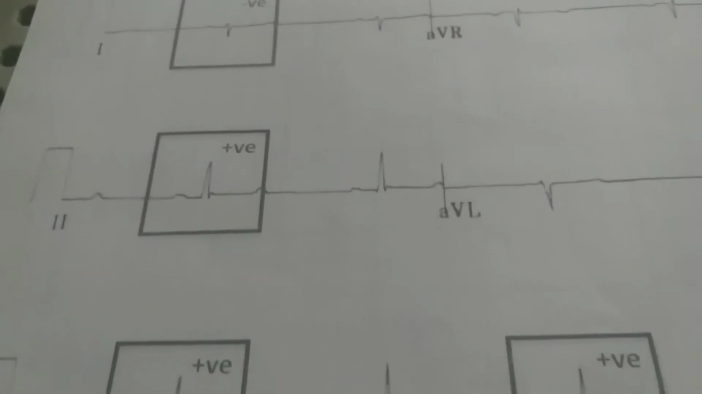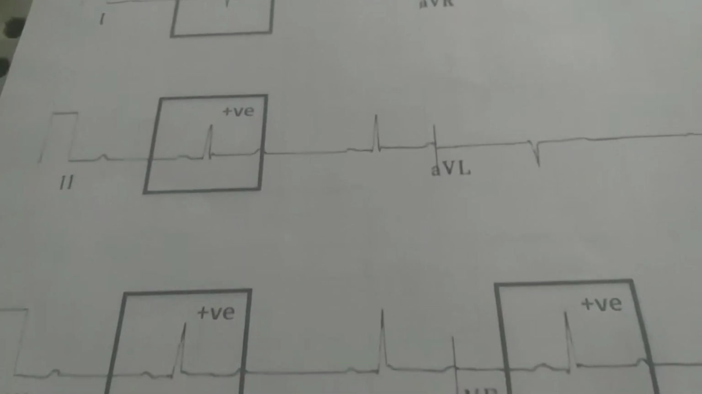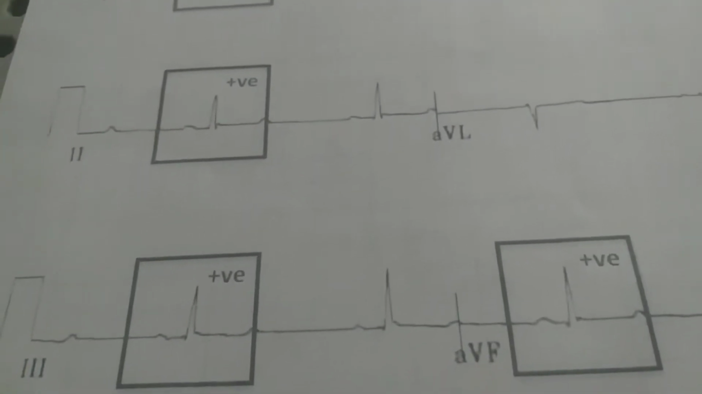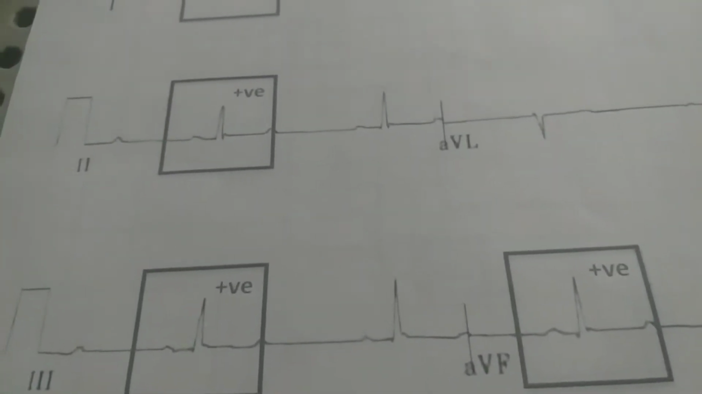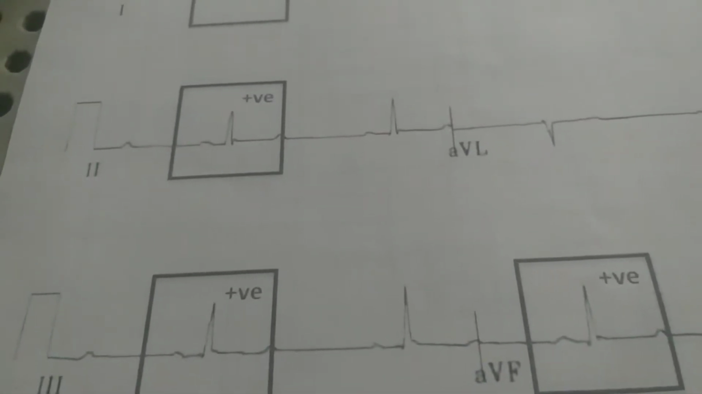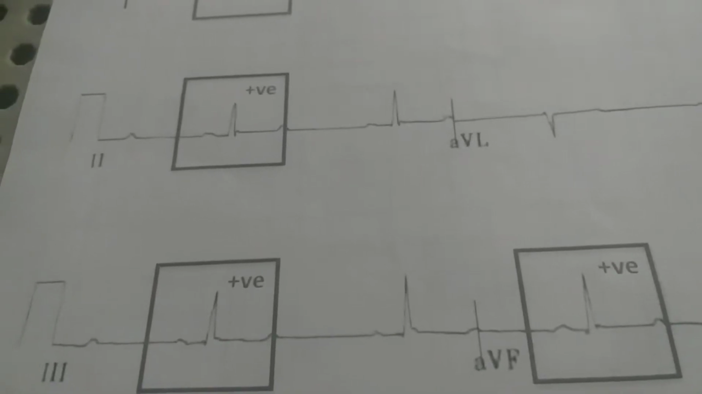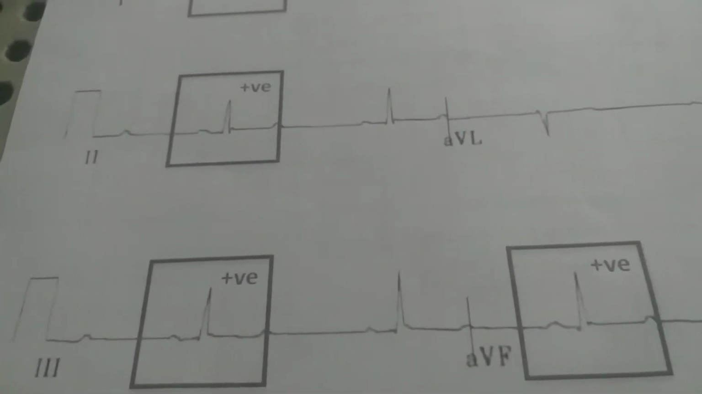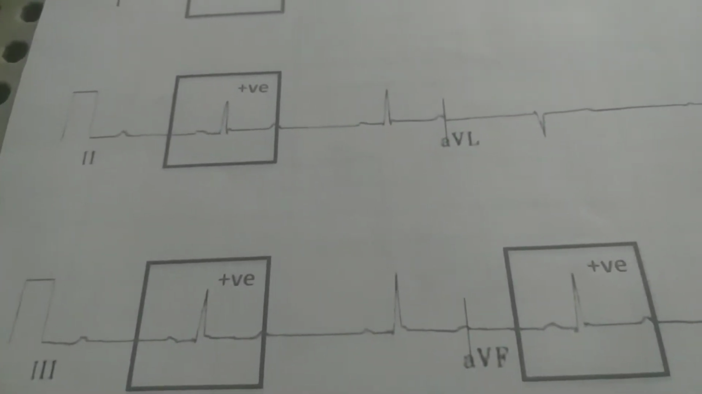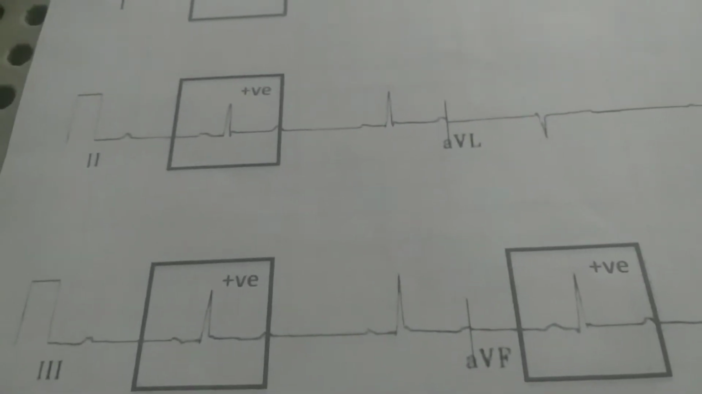The third criterion of the left posterior fascicular block is that the inferior leads, which are 2, 3 and AVF, have a very small Q wave and a very tall R wave. So 2, 3 and AVF have a small Q and large R wave pattern. And the last criterion, the fourth one, is that there would be a narrow QRS complex.